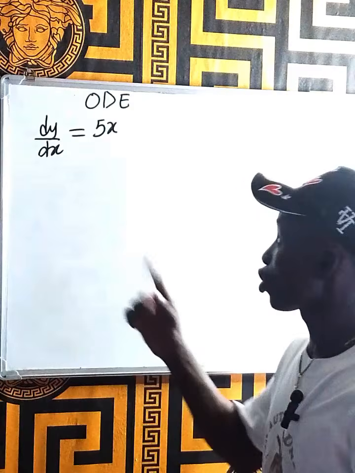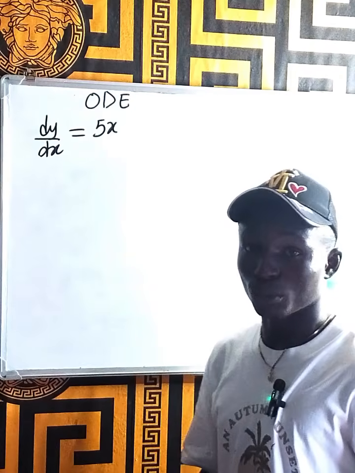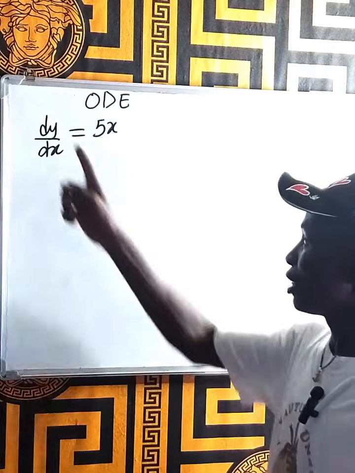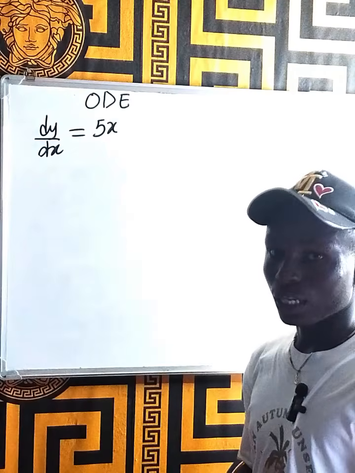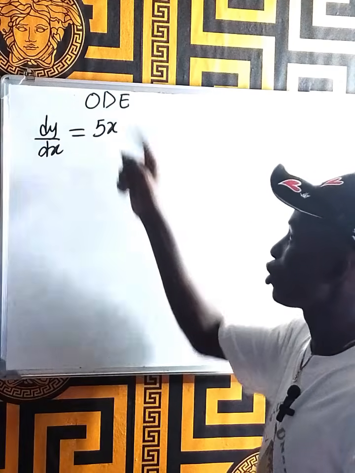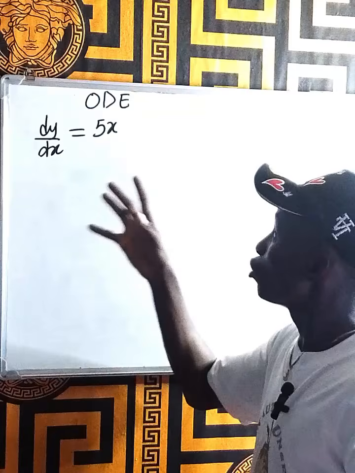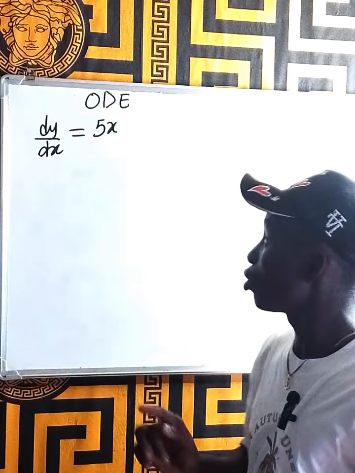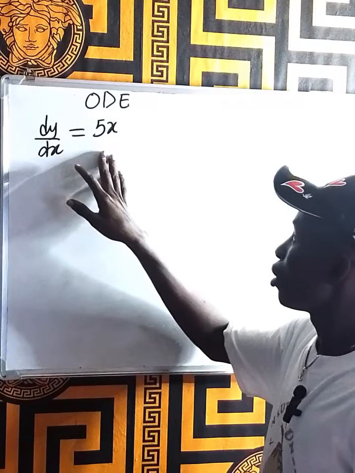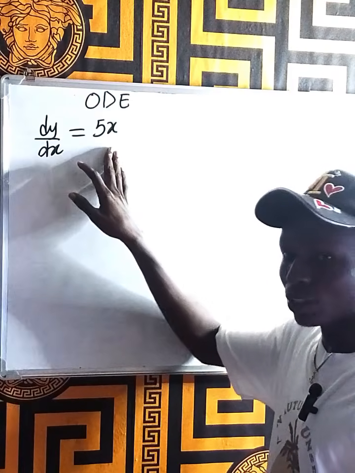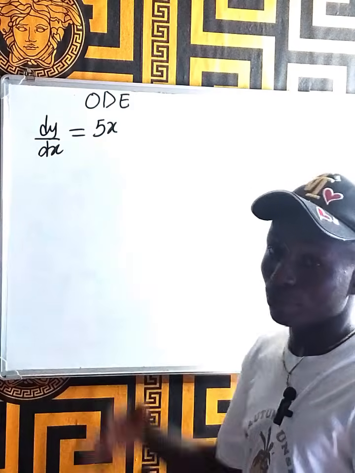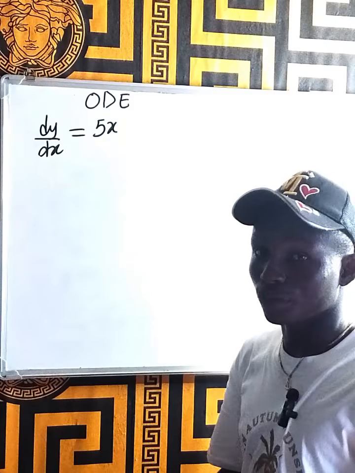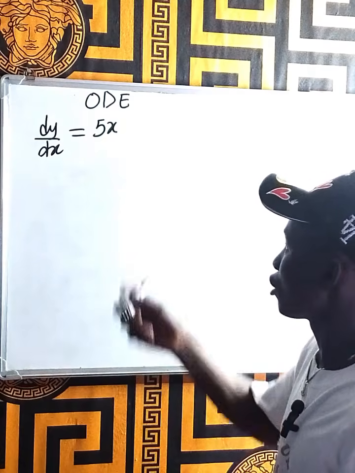Let me show you how to solve this ordinary differential equation on the board. Now we have that dy/dx equals 5x. This ordinary differential equation is telling us that the function is being differentiated from the first order, okay? And for us to solve this, that means we are taking this function back to the main function that it was being differentiated from. And I want you to understand something very important in this video.